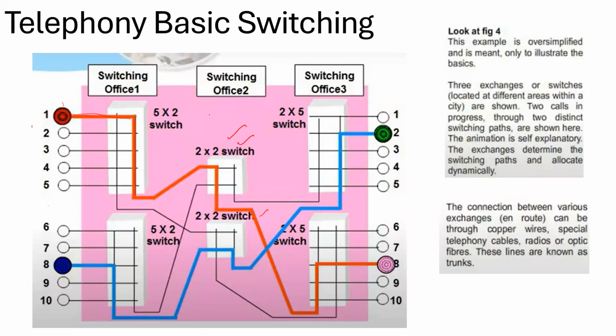So in between, we have 2 switching offices. One is this and another one is this. So when this orange call is being established, this second switching office is free. So when the second call is being established, the second switching office will participate in that as it is free. Okay, so this is how the switching method works in the basic telephony system.